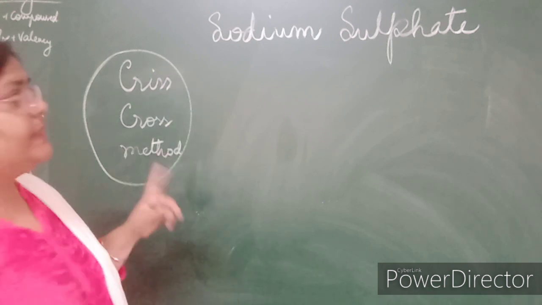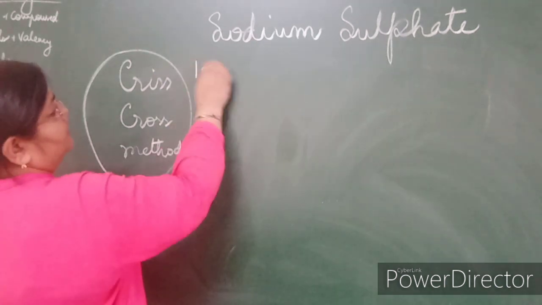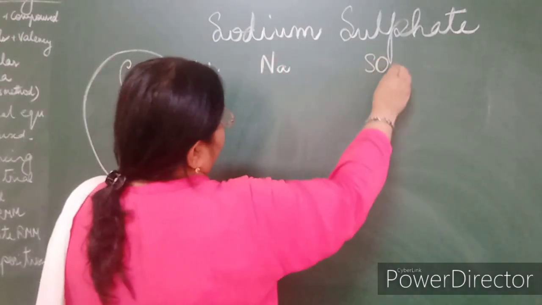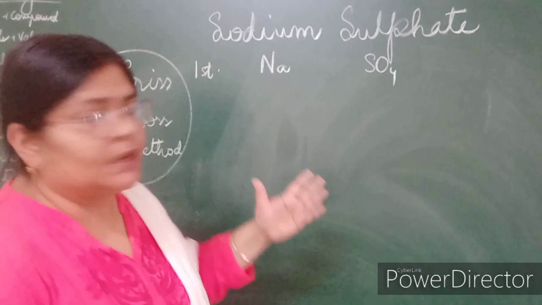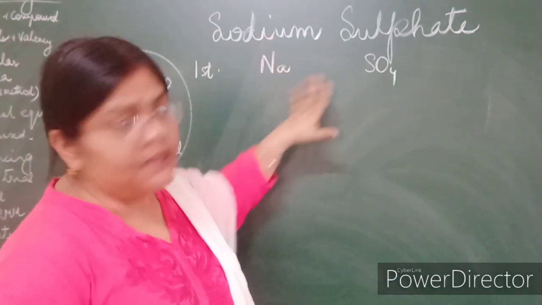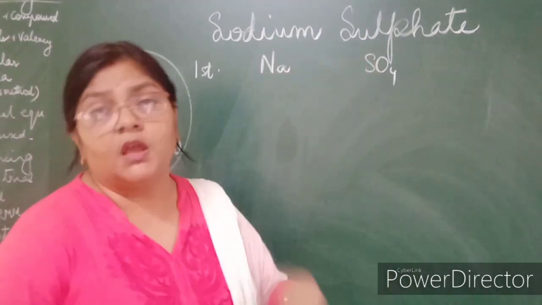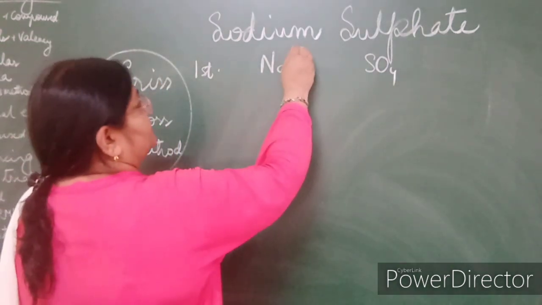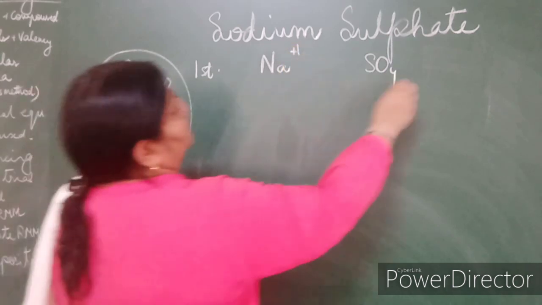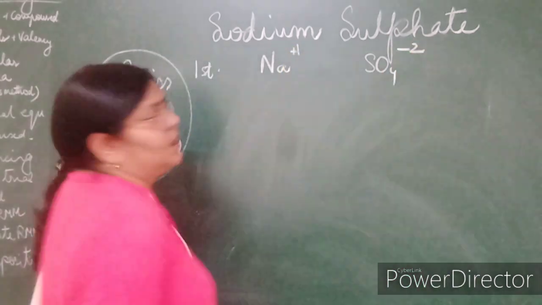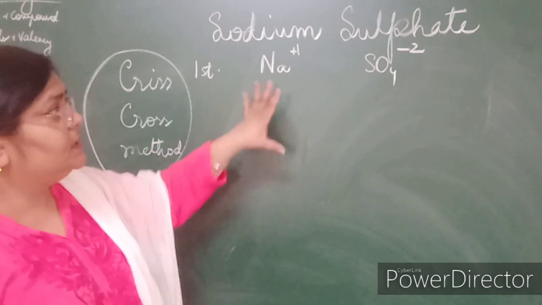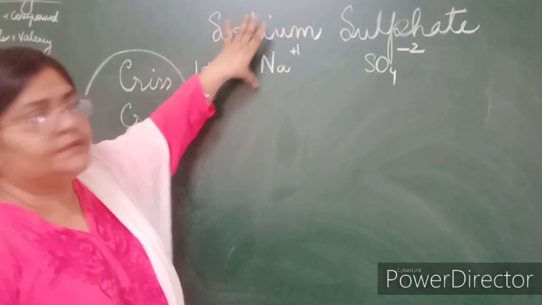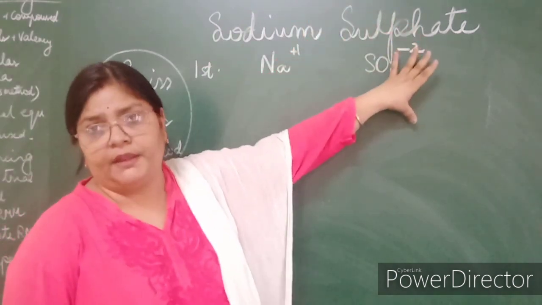Okay, so in this method, what is the first step? You just have to write the symbol of both. This you need to learn. So sodium we know is Na, sulfate is SO4. We also need to know the valency. The valency of sodium is 1. The valency of sulfate is 2. Here please notice, the electropositive element is always written first, the negative is behind it.